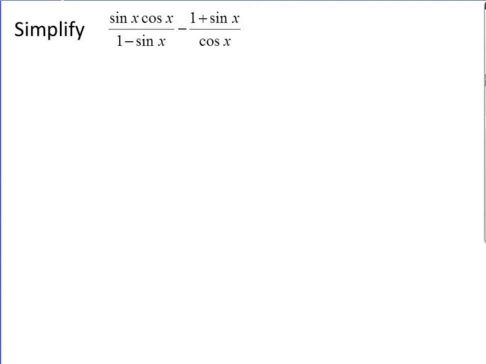On this example, we have fractions again. The first thing we need to do is to get the denominators the same.